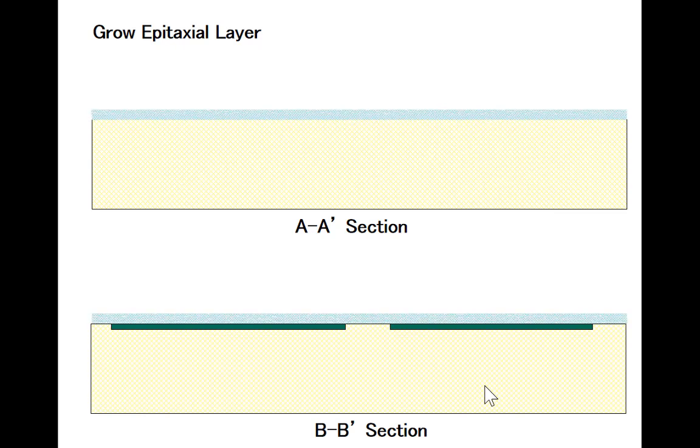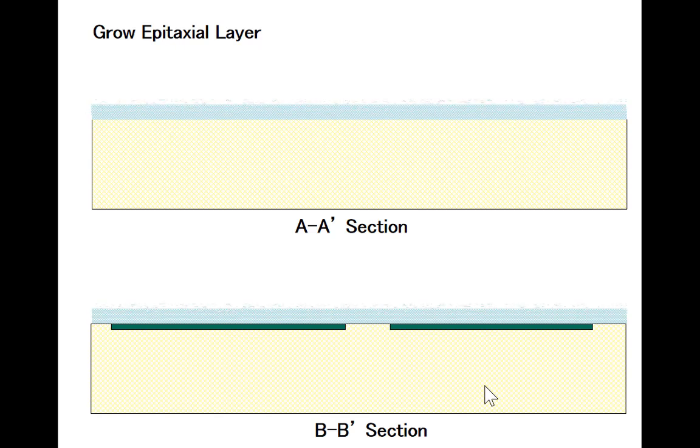Well, it's still growing. I think we'll stop there. Okay, so we have an N-type epitaxial layer sitting on top of the substrate now. And this N+ layer is buried underneath the epitaxial layer. That's why it's called a buried layer.